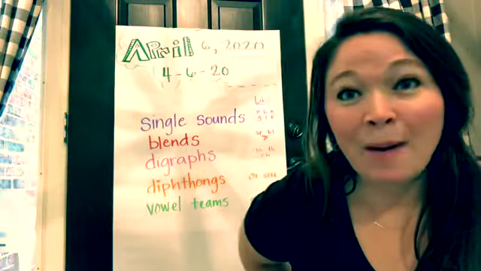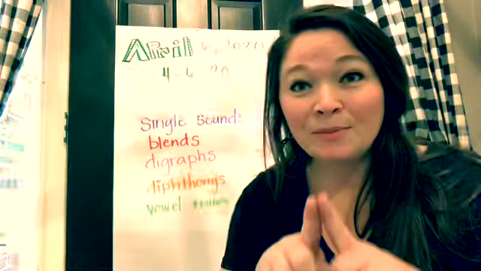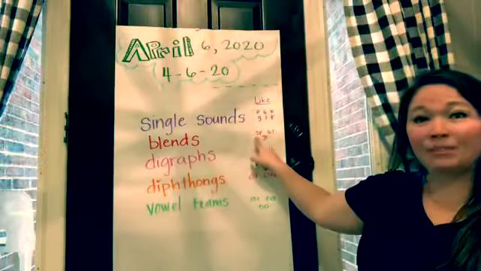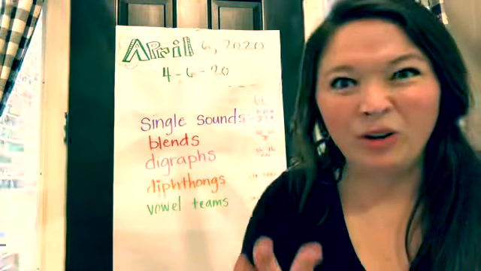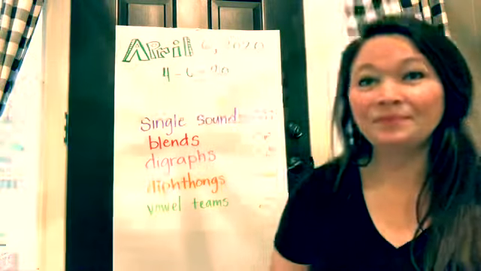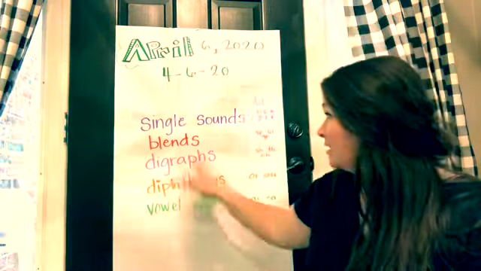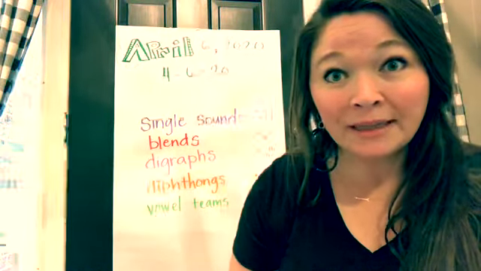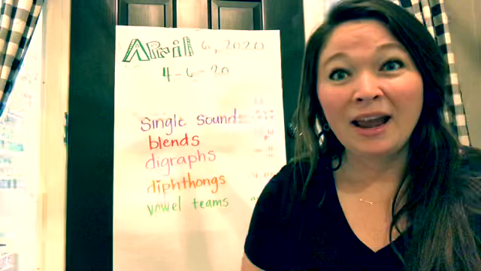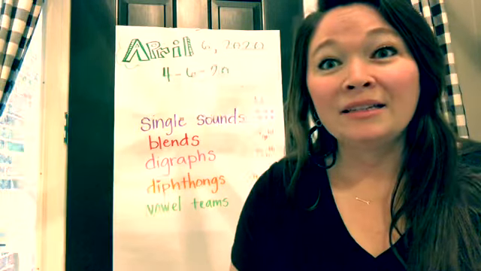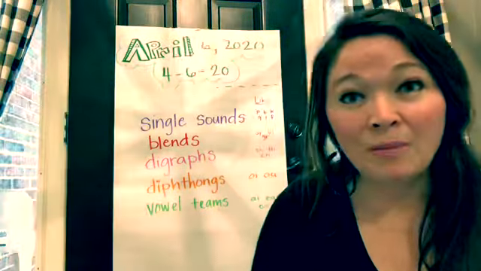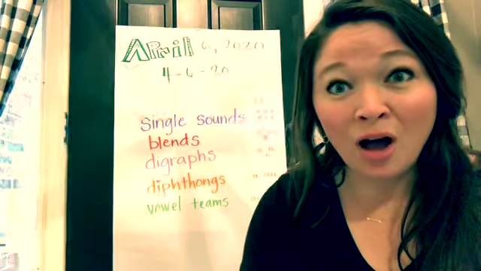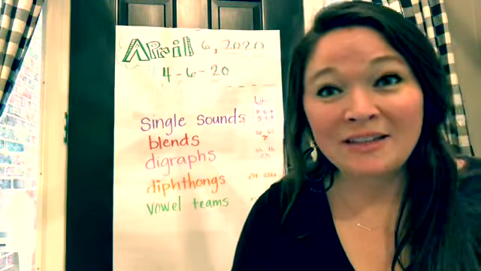We've also talked about blends, when we take two sounds and put them together and you can hear both of those sounds in the blend, like sp and gl and gr and bl. We've also talked about digraphs. Digraphs are two letters that come together and they make a completely new sound, like sh and ch. Okay? We've learned about vowel teams, where we take two vowels, put them together, and they make a long vowel sound. And we've talked about diphthongs.